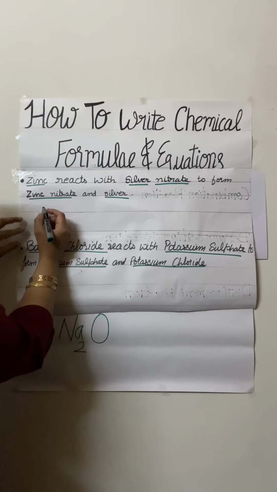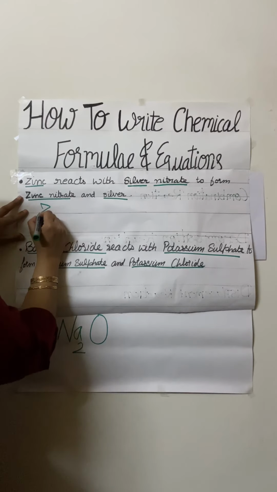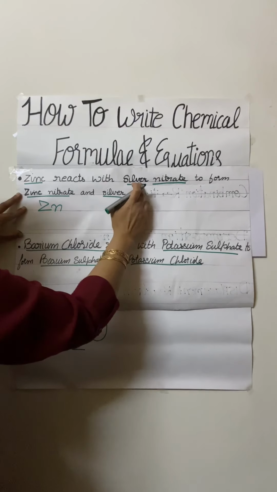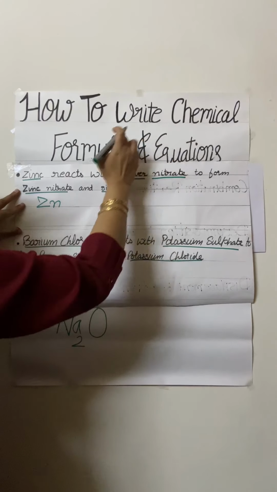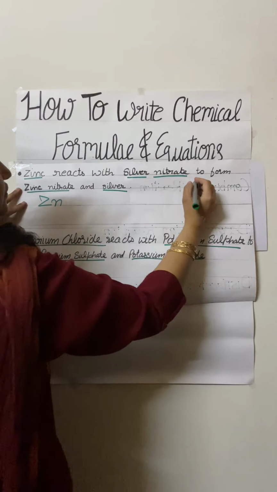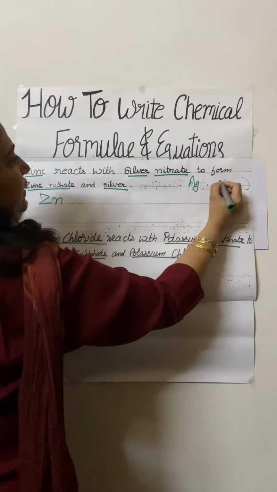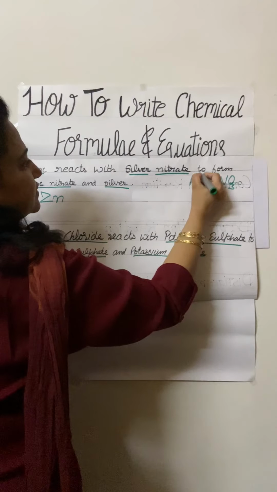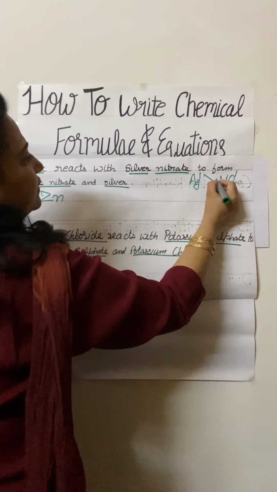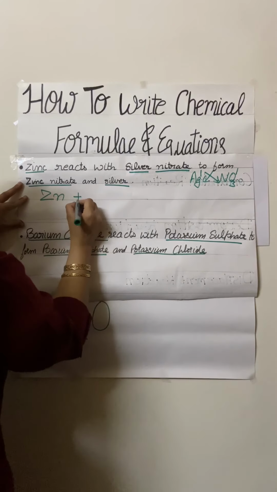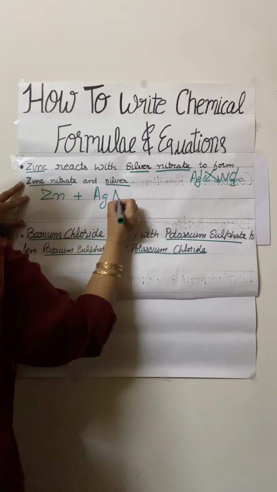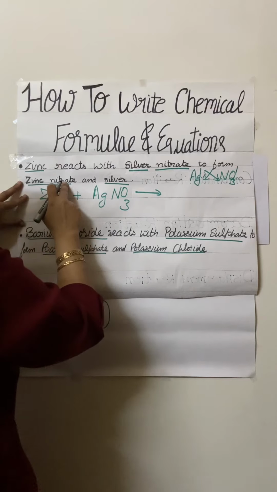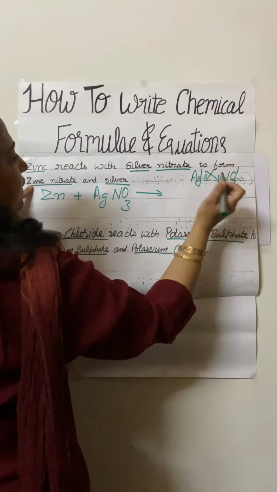Zinc, use the symbol for zinc. Zinc reacts with silver nitrate. Now here you have to use your knowledge of writing the chemical formula. Silver nitrate: symbol for silver, nitrate, then their valencies, silver valency 1, nitrate valency 1. So here comes Zn plus AgNO3 gives zinc nitrate. Again you have to form the formula.